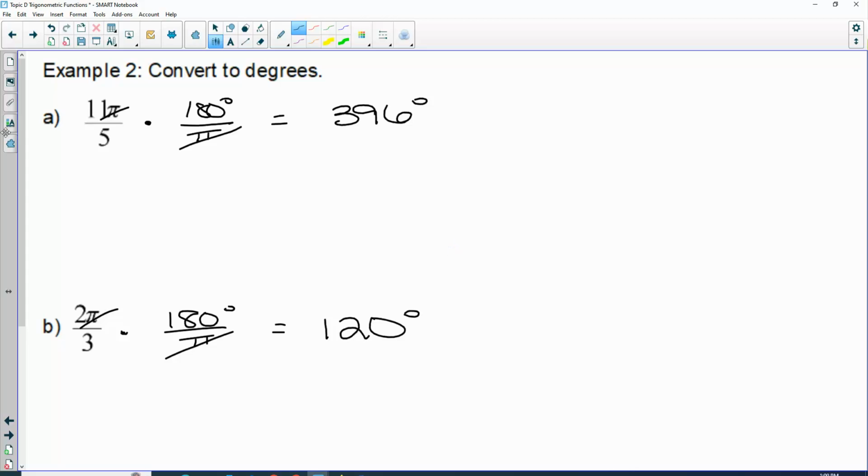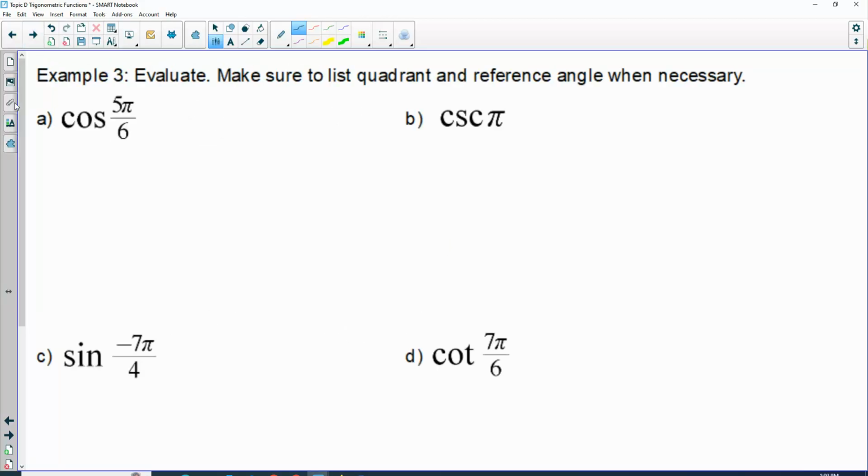Alright, let's do our last slide for today. Evaluating these. Do you remember the two pieces of information I want you to write down every time? Quadrant, reference angle. 5 pi over 6 is in what quadrant? The second. Radians reference angle is easy, it's just pi over your denominator, so it's pi over 6. So in the second quadrant, is cosine positive or negative? Remember, all students take calculus, so it would be negative. And then cosine of pi over 6 is cosine of 30 degrees.